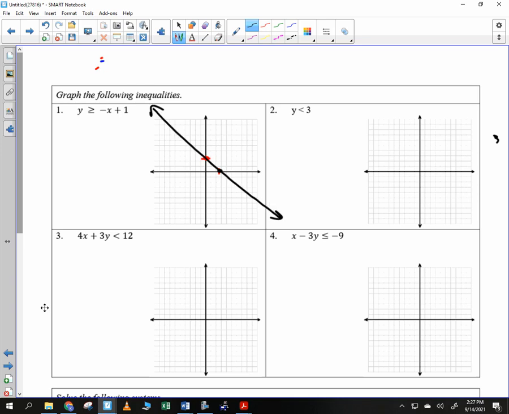It says y is greater than. So if y is greater than, would I shade up here or would I shade down here? Up. Y greater than, so I just move up.